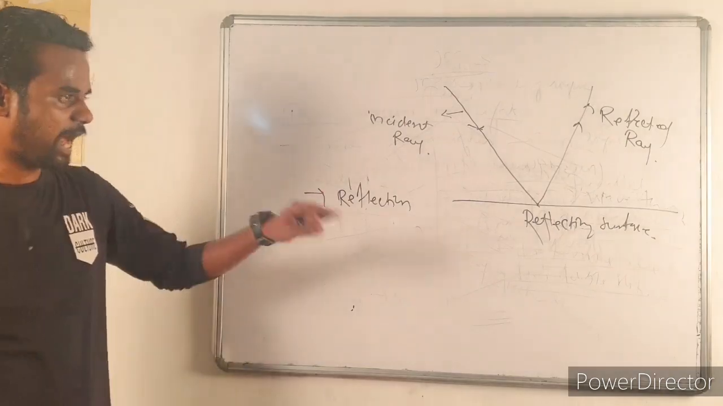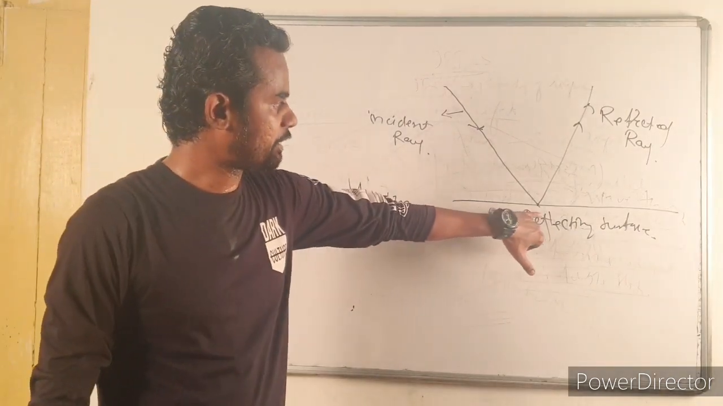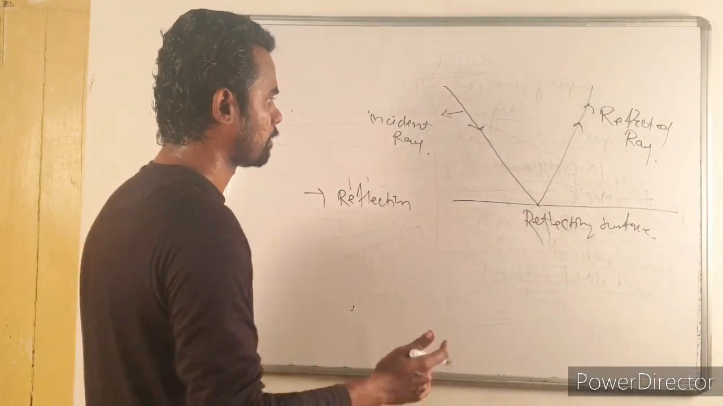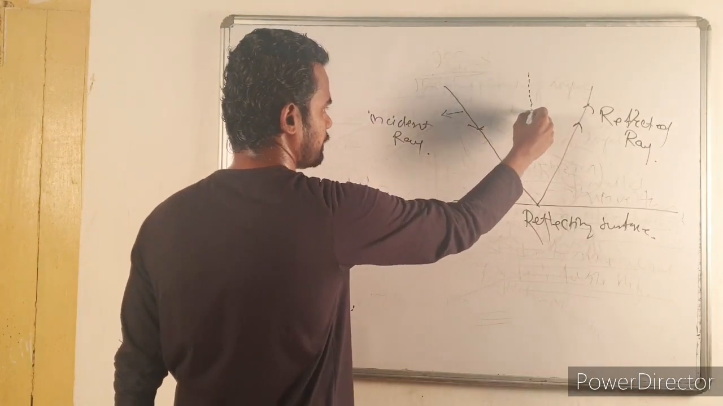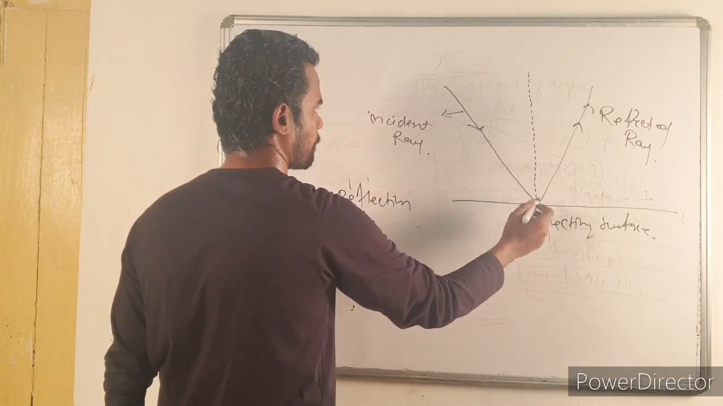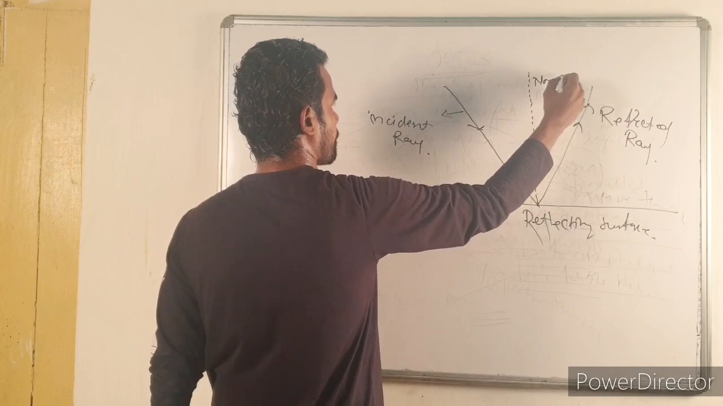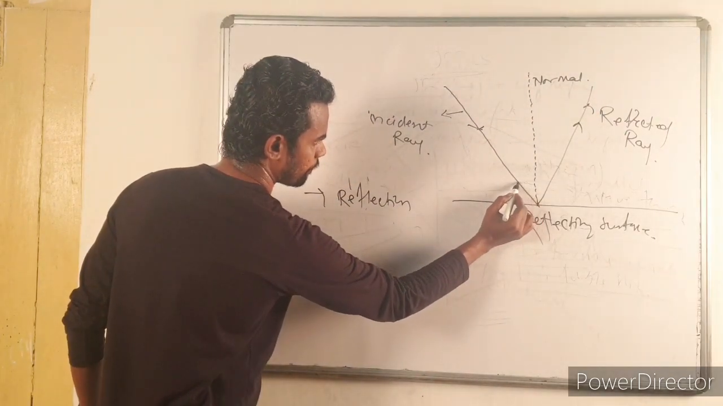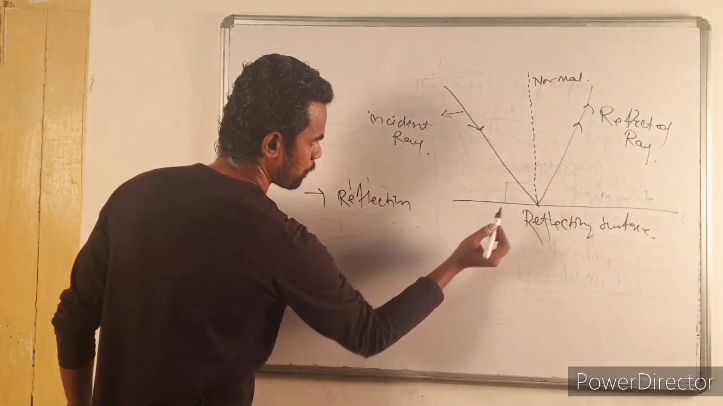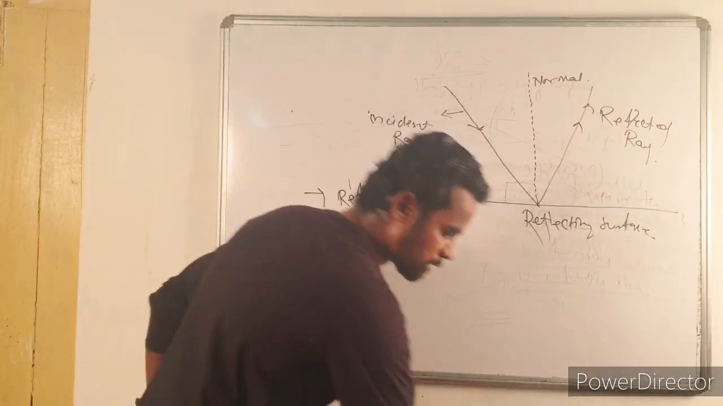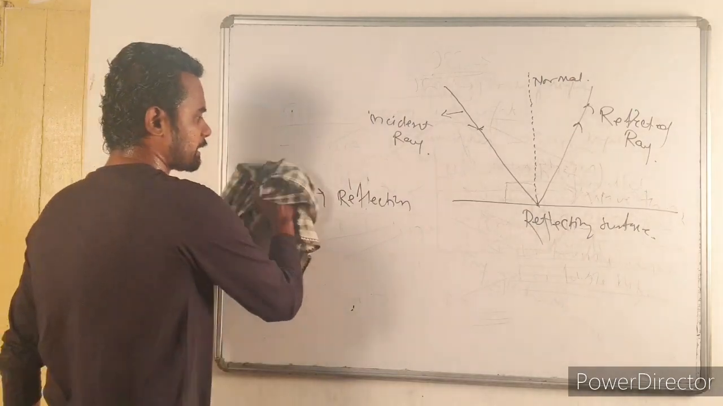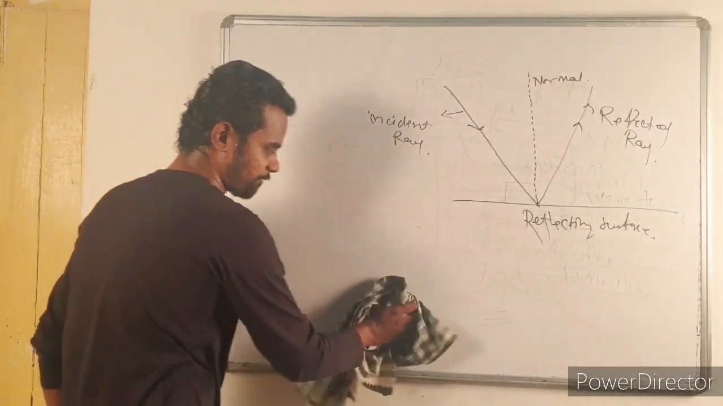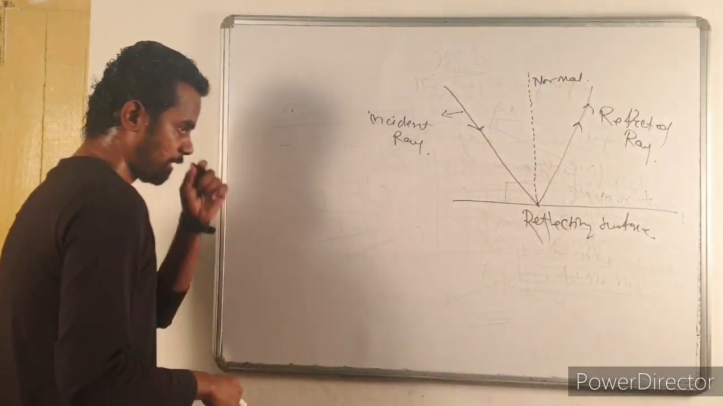And the line on the reflecting surface, perpendicular, is called the normal. This normal is always perpendicular to the reflecting surface. Alright. So this is the basic example of a reflecting ray.